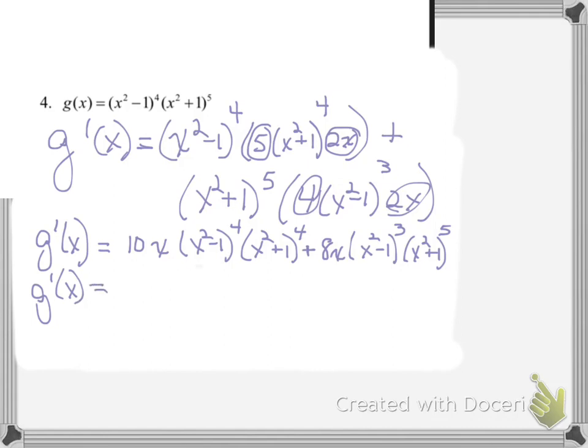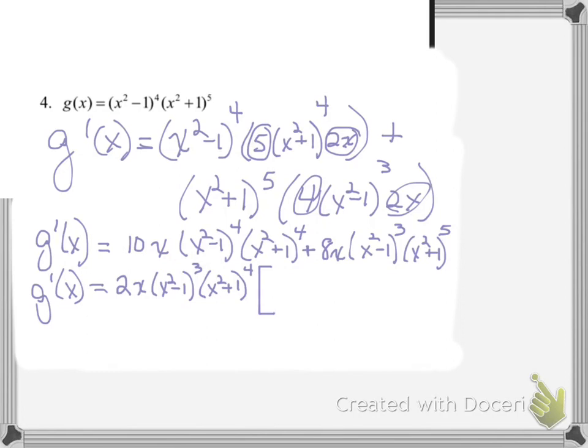Okay, look at the 10 and the 8. The highest thing they have in common is going to be a 2. Look at the x's. You can pull out the x as well. Then look at the x squared minus 1 to the 4th and to the 3rd. So that means that you can pull out x squared minus 1 to the 3rd. Next, look at the x squared plus 1. You have x squared plus 1 to the power of 4, and to the power of 5. So pull out x squared plus 1 to the power of 4. Now, I always use these brackets when I'm doing greatest common factor factoring.